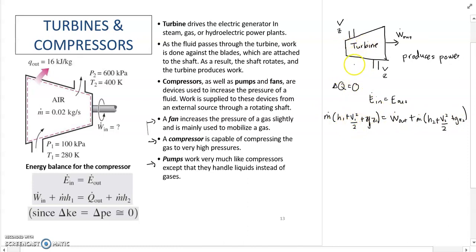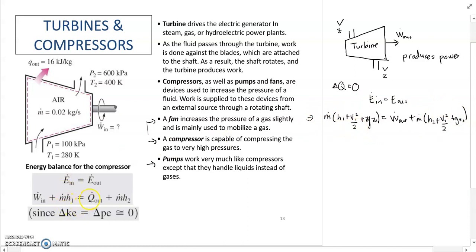And here, this is the energy balance for the turbine. Basically, turbines are normally well insulated, so your delta Q equals 0. But since you want to produce power and work, you need additional energy from kinetic energy and potential energy, so you have these two terms in your equation. Your final equation is m dot (h1 plus V1 squared over 2 plus g z1) equals W dot out plus m dot (h2 plus V2 squared over 2 plus g z2). So this is your final equation for the turbine.